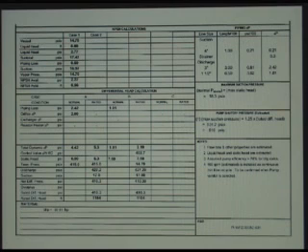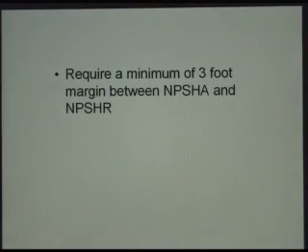There's a couple other things here that are not used for the NPSH calculation. So we've got 6.5 foot of net positive suction head available to us. How much do we need? We need a minimum of 3 foot margin between what's available and what's required. So that means that our pump has to be capable of operating with 3.5 foot of NPSH.